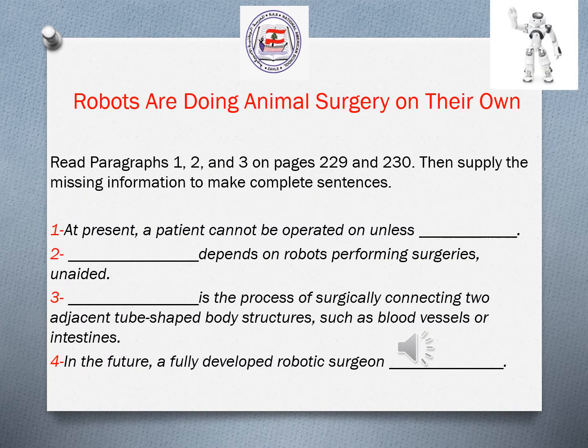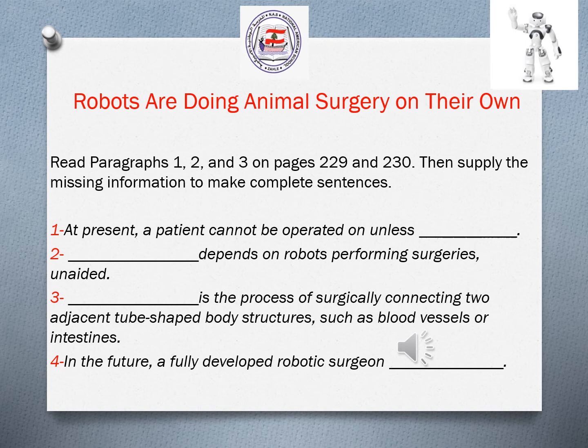Now kindly open your books on pages 229 and 230. Read paragraphs 1, 2, and 3, then supply the missing information to make complete sentences. Number 1. At present, a patient cannot be operated on unless. Number 2. Depends on robots performing surgeries unaided. Number 3. Is the process of surgically connecting two adjacent tube-shaped body structures such as blood vessels or intestines. And number 4. In the future, a fully developed robotic surgeon.